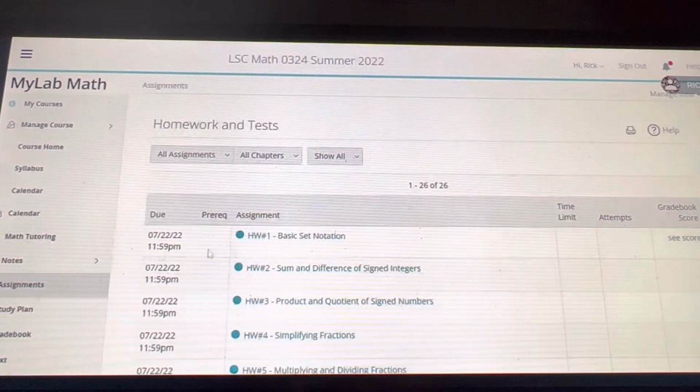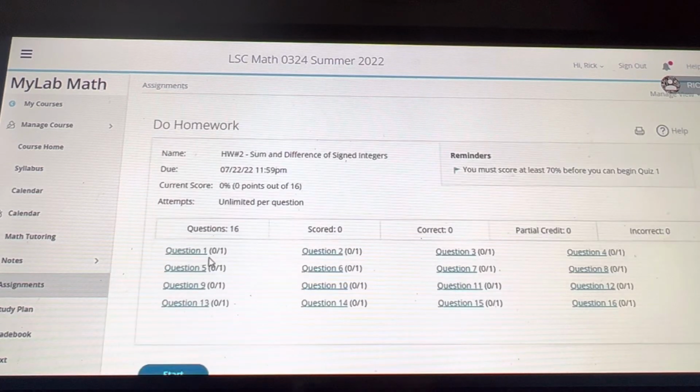So now I have done homework 1, basic set notation, and if I come over here, C-score, I have 100 on that one now. It's due Friday night at 11:59 p.m. Most students that get 100 on them, they never open them again, but you could open it and work on it some more until Friday night. Now I'm going to go to homework number 2, sums and differences.